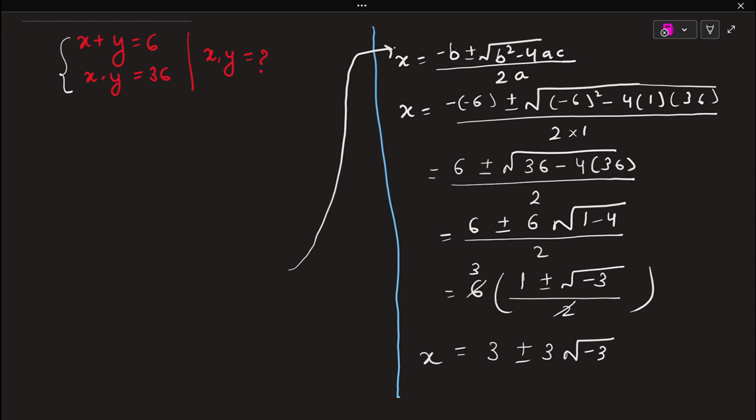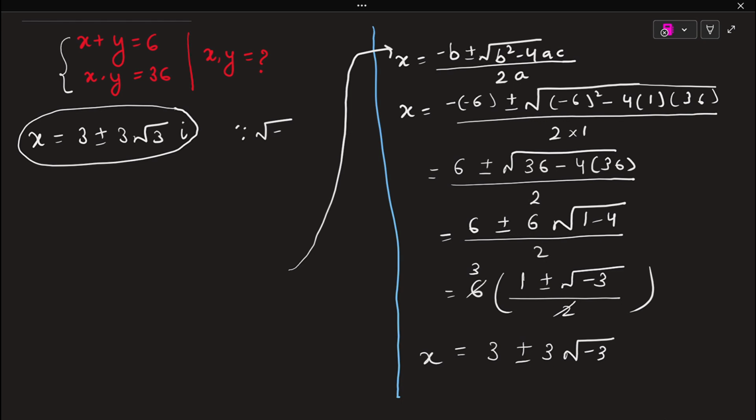From here we have x equals this, or we can write it as x equals 3 plus minus 3 root 3 i. So this is the value of x, since root minus 1 is equal to i.